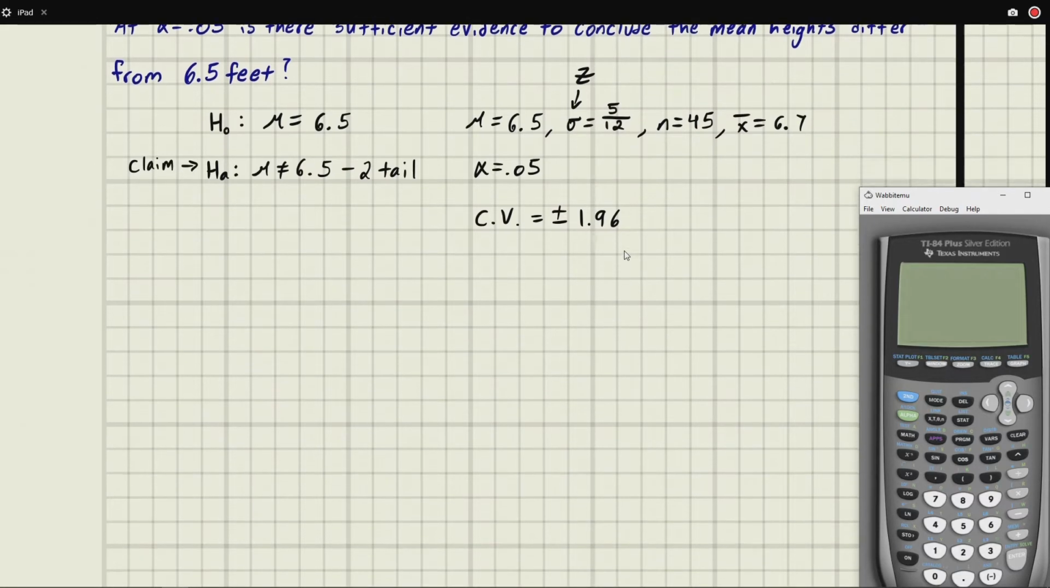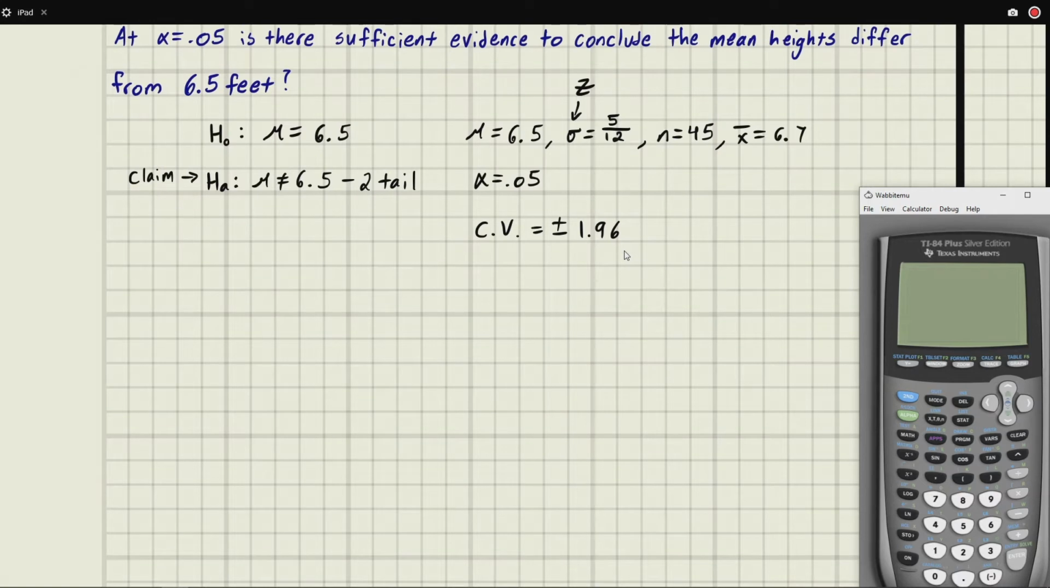So let's go ahead and do the next step, which would be to compute the test stat. The test stat is going to be found using the formula x bar minus the mean divided by sigma divided by root n. If we plug in our numbers, x bar is 6.7, the mean is 6.5, the standard deviation is 5/12, so this is 5 over 12 divided by the square root of 45.